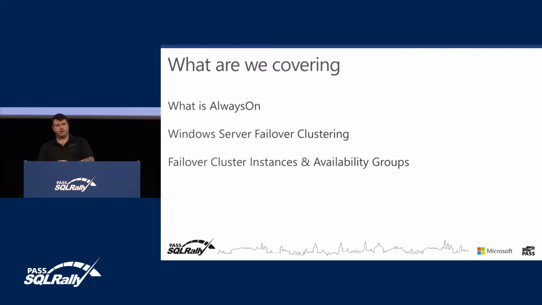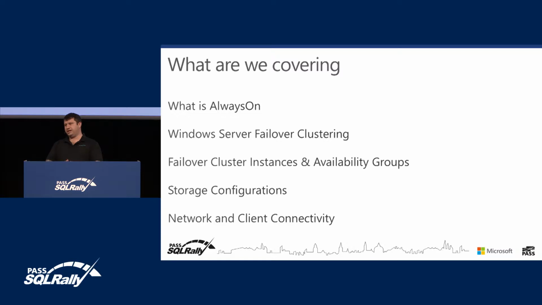We'll look at both failover cluster instances and Always On availability groups, the configurations you have around getting the data between sites, be it storage replication, FCIs, some of the considerations around synchronous or asynchronous, multi-site HA, and disaster recovery. We'll look at the storage configurations, and then we'll look at some of the networking and client connectivity side of things as well. Okay.